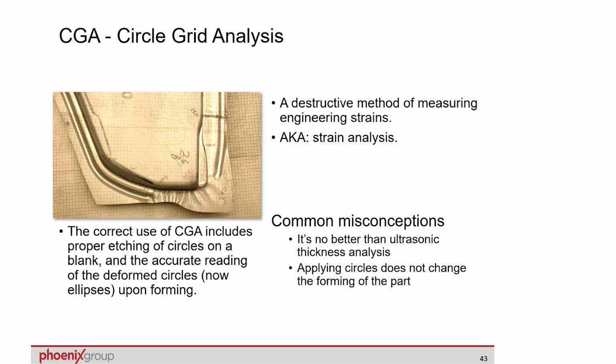Let's talk about that. Circle grid analysis basically means we're going to etch circles on a blank, and then we're going to form that blank. And when we form that part, those circles deform into ellipsoids, and the dimensions and shape of those ellipsoids tells you what the deformation mode is, and it also tells you the extent of strain in those circles or in that area. Those circles can change very slowly over some geometric features, or they can change very dramatically.